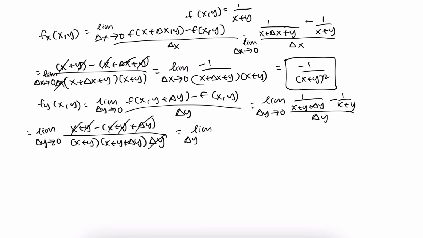So the limit as delta y approaches 0 of negative 1 over x plus y plus delta y. So we substitute delta y for 0, and we get the same partial derivative.